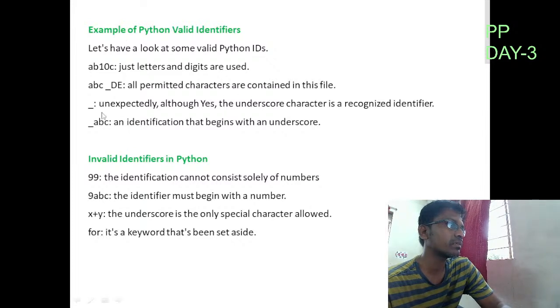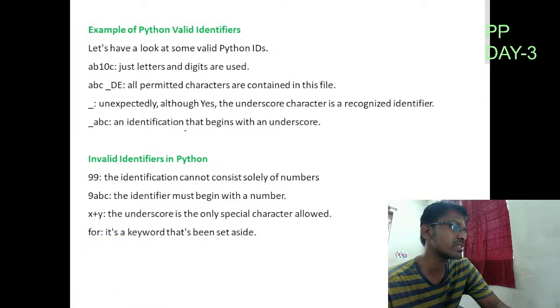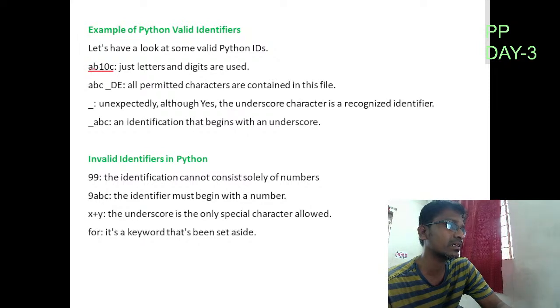So these are the examples. These examples are valid identifiers. Why? Because the first one, AB10C, is a valid identifier. According to the Python identifier rule, we may use string characters also. It may start with a character, but it cannot start with a number. The first letter cannot be a number. It can be a character or it can be an underscore. In this example, I'm using AB10C, which is a valid identifier.